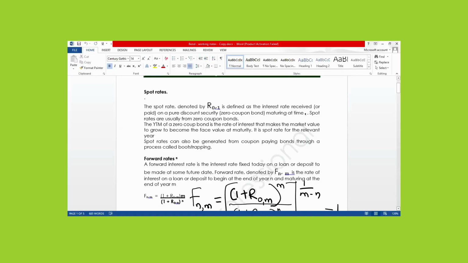Let us simplify this. Let us explain from the layman's angle. Your spot interest rate is the interest rate paid if you are taking a loan today. That is your spot interest rate.